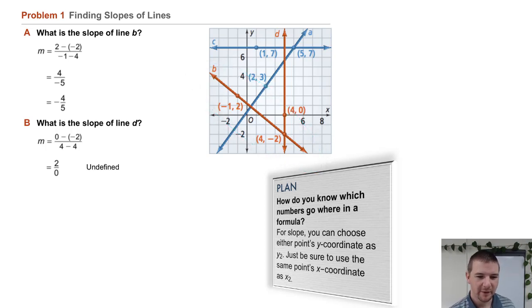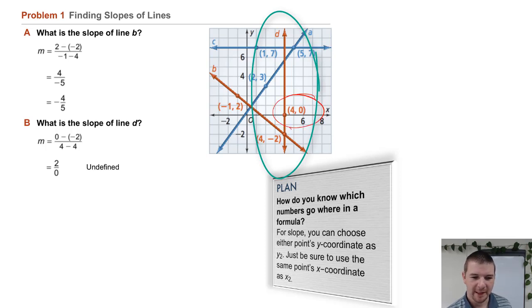B, what is the slope of line D? So we need to identify line D. It's the vertical one, and we do have 2 points identified. But notice what happens when we apply the slope formula. We have 0 minus negative 2 over 4 minus 4, which is a fraction with a 0 denominator. So that is undefined. Vertical lines have undefined slope.